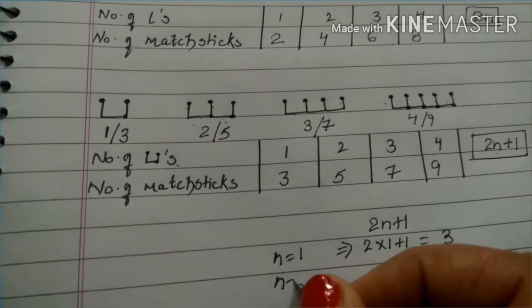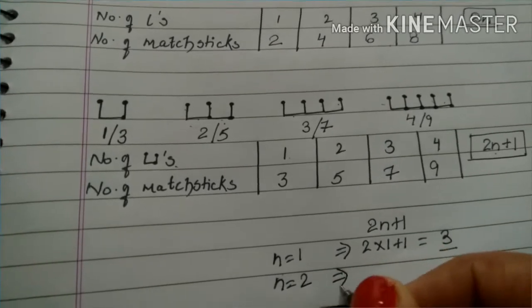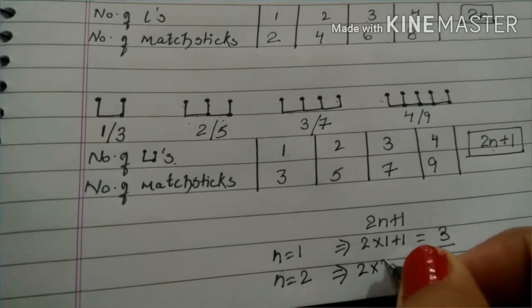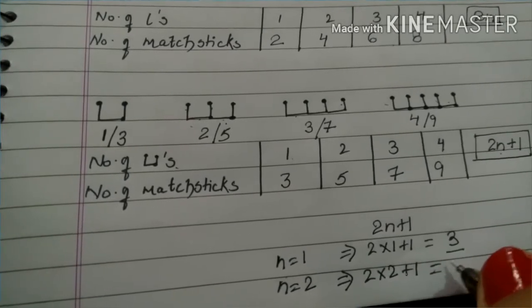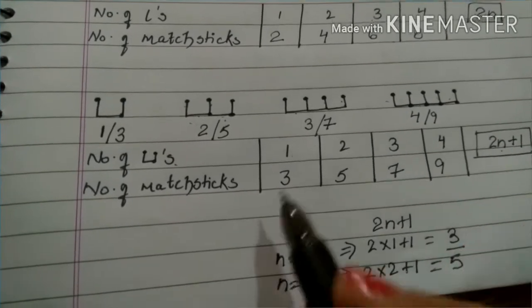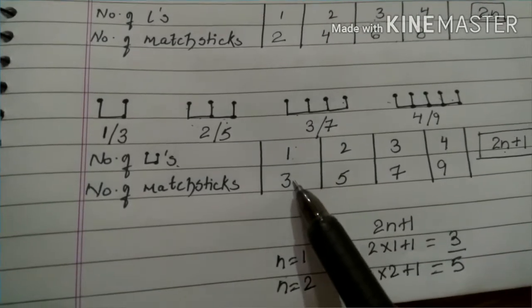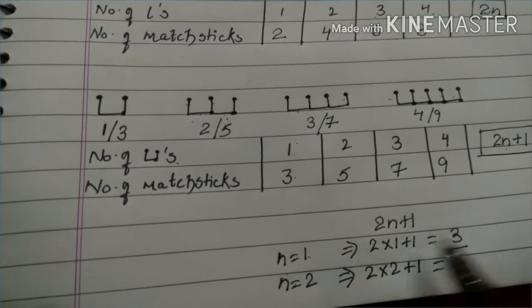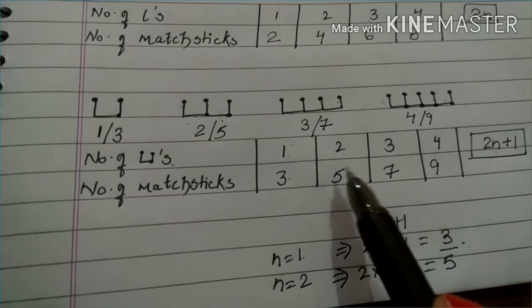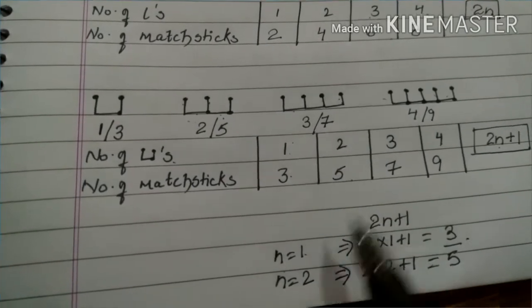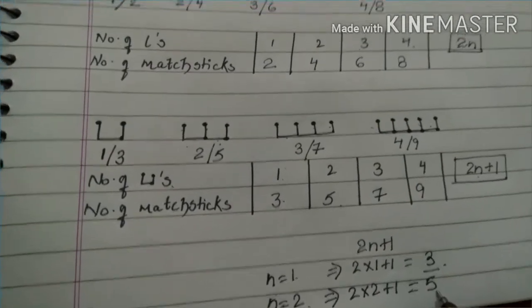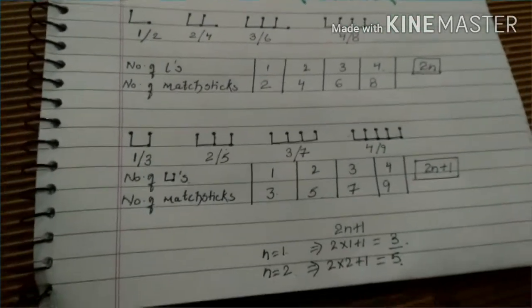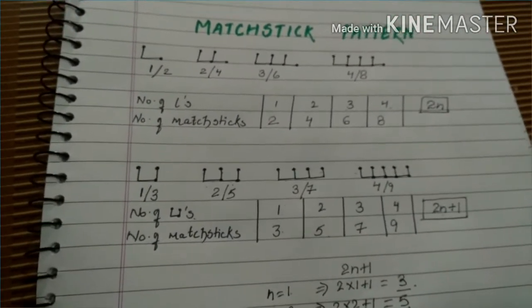If you replace n is equal to 2 here, you find it is 4 plus 1, which is 5. So you can check: for n is equal to 1, the number of matchsticks is 3. Here also n is equal to 1, the number of matchsticks is 3. For n is equal to 2, the number of matchsticks is 5. Here also n is equal to 2, it is 5. So like this, we can understand the basic matchstick pattern.